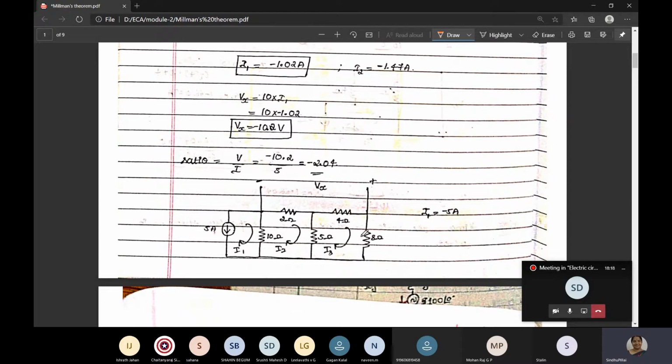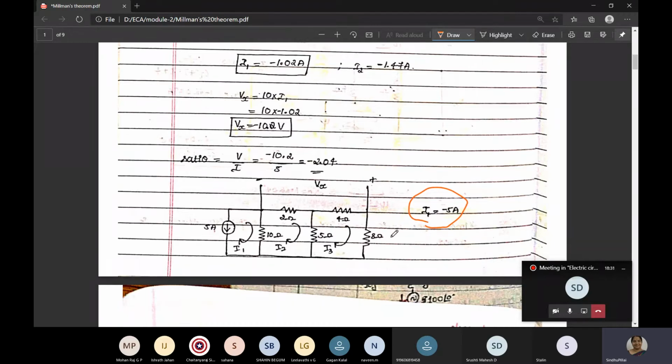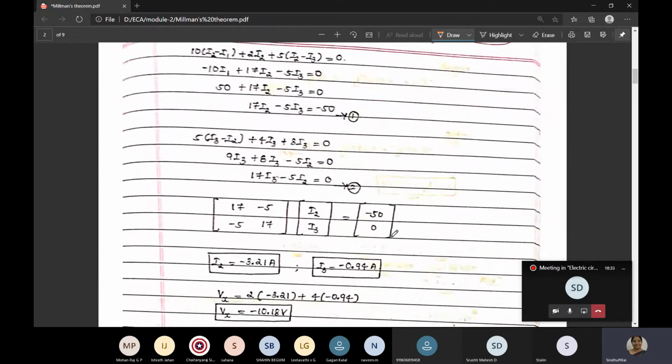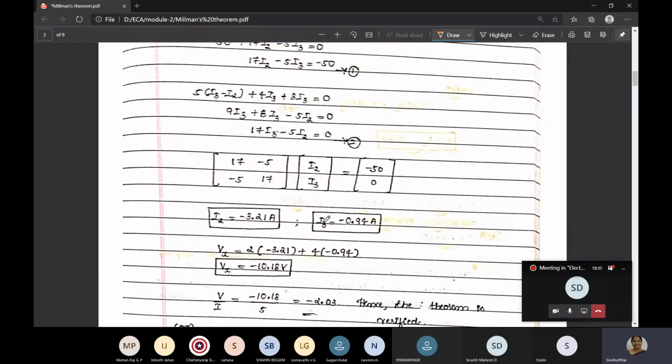Put the mesh analysis, and see here at the border we have 5 amps and this is going against, so I1 is equal to minus 5 amps. That is one current we got. Next, write the loop equations for this and find I2 and I3. So you'll get I2 and I3 here. So Vx is equal to 2 into I2 plus 4 into I3. This is the voltage Vx.